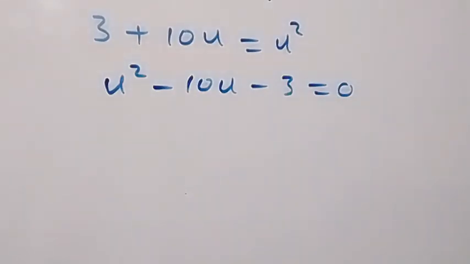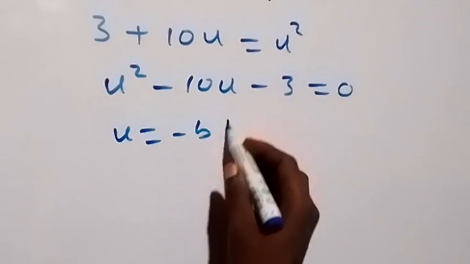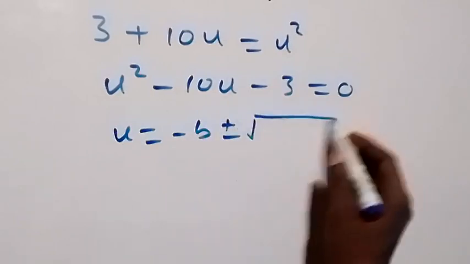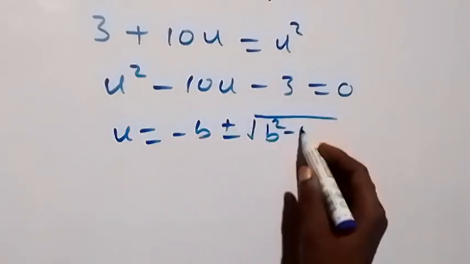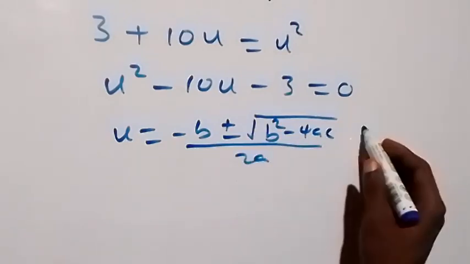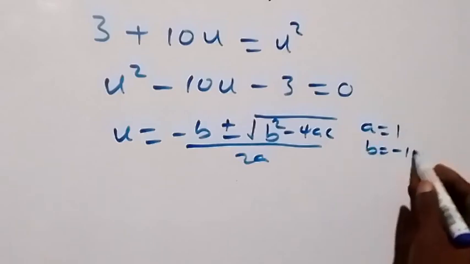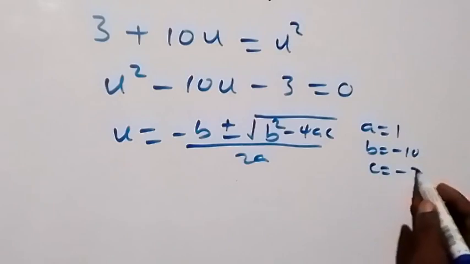Now when we use the quadratic formula, u equals minus b plus or minus the square root of b squared minus 4ac, over 2a. Here a equals 1, b equals minus 10, and c equals minus 3.